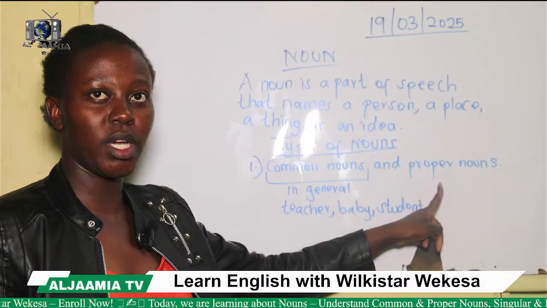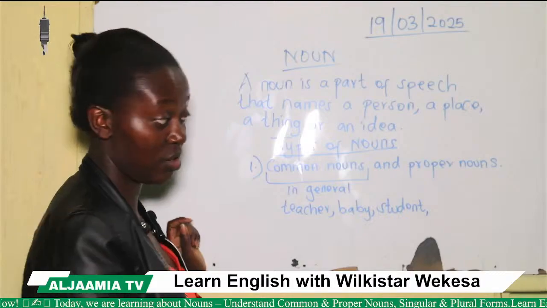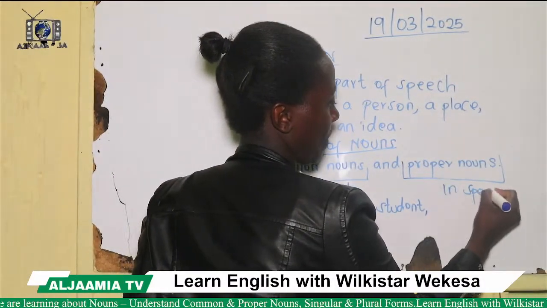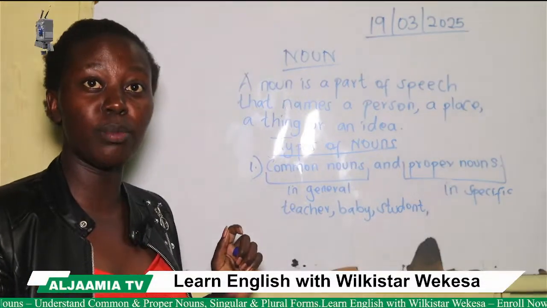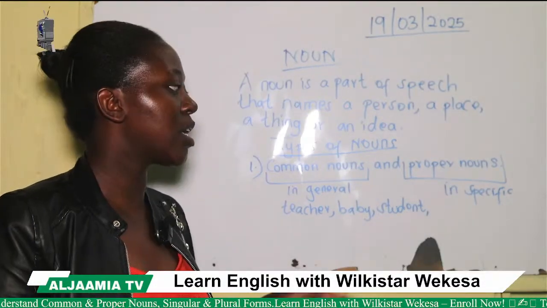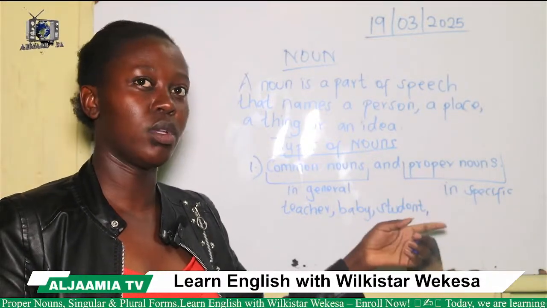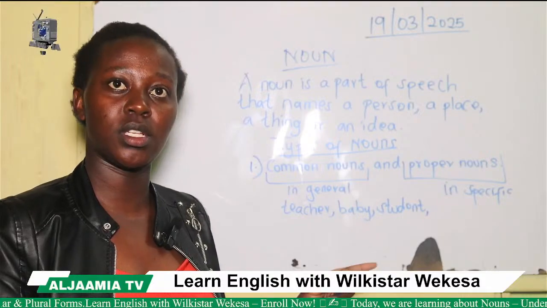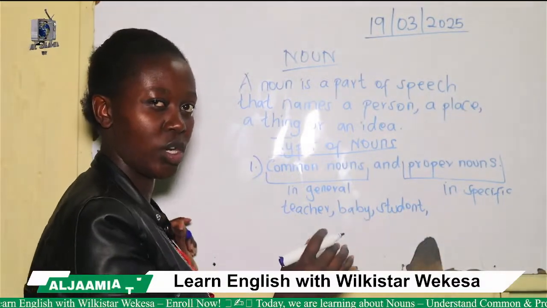But now the proper nouns talk about people and places in specific. These ones are in specific. So here, if you're talking about a teacher, you will mention the name of the teacher. You will say, Wilkistar is coming. So Wilkistar is a proper noun. And these proper nouns are normally written in capital letters. If you are writing a proper noun, you must start with a capital letter.